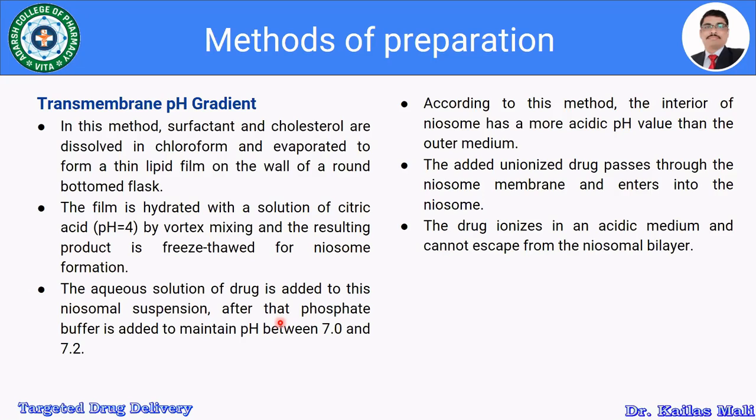and it gets ionized. So according to this method, the interior of the niosome has a more acidic pH value than the outer medium. The added unionized drug passes through the niosome membrane and enters into the niosome. The drug ionizes in the acidic medium, that is the internal core, and cannot escape from the niosomal bilayer. So this is about the transmembrane pH gradient.